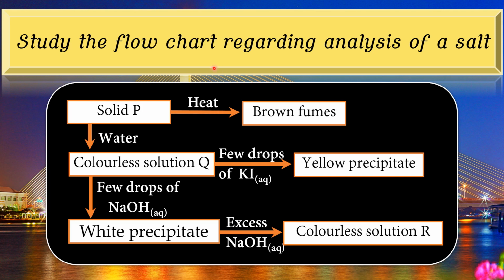So this is our flow chart. It's made up of solid P. When heated, it forms brown fumes. When dissolved in water, it forms a colorless solution. To that colorless solution, when you add a few drops of potassium iodide, you get a yellow precipitate. And to one sample of the colorless solution, Q, when you add a few drops of sodium hydroxide, you get a white precipitate. And when you add excess sodium hydroxide, you get a colorless solution R.